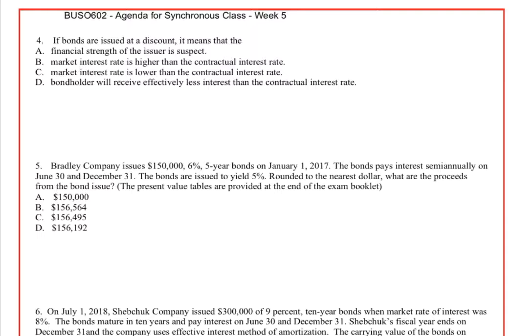Financial strength of the issuer, nothing to do with financial strength of the issuer. The market interest rate is higher than the contracted rate. That certainly sounds likely. Let's hope the other two are wrong. Market interest rate is lower.